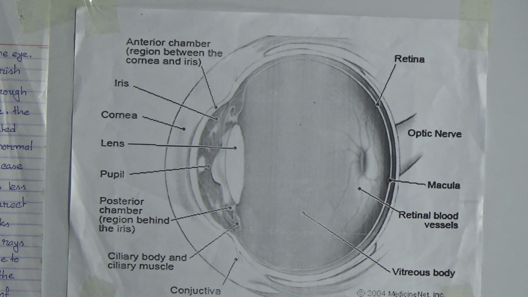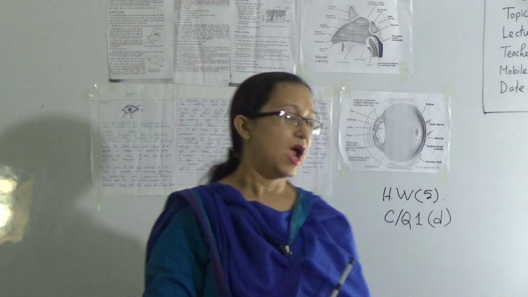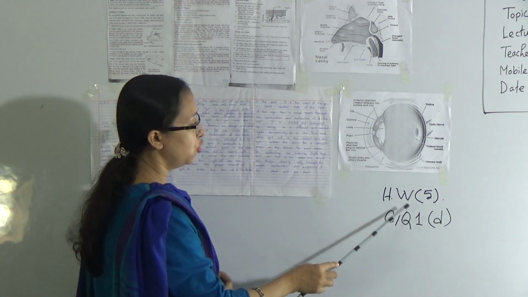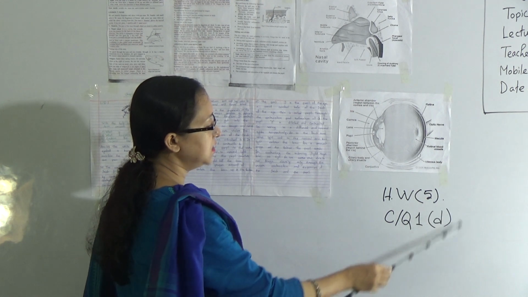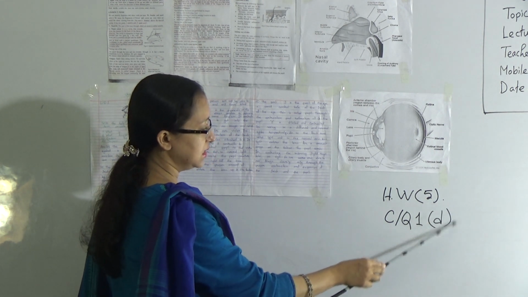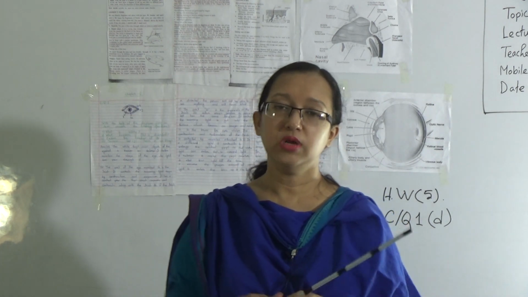My dear students, in today's discussion, we discussed chapter 6 and also discussed question answers from this chapter. And your homework for the next week is homework number 5, CQ number 1, D. You will write this question's answer, the D part, in your homework. I hope you will do the homework properly.